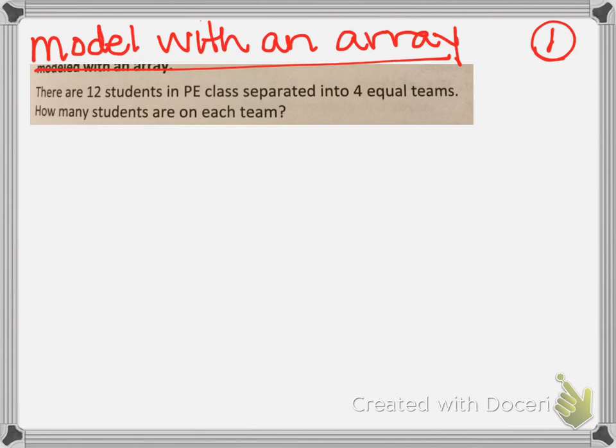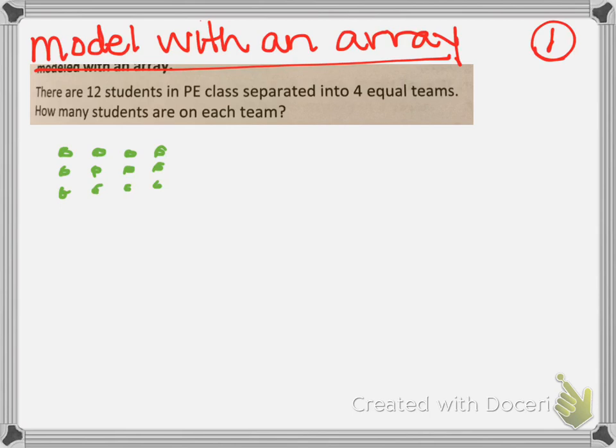Here we go. There are 12 students in PE class separated into 4 equal teams. How many students are on each team? Well, let's draw an array to model this. There are 12 students in PE class. Please draw this array. They are separated into 4 equal teams.